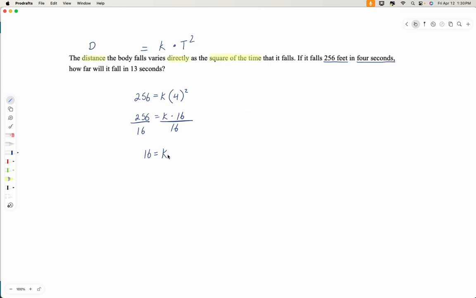Now I know what to drop in for k. I'm going to just rewrite this formula, but I'm going to put the new information in. How far? So it's asking me for the distance. We don't know what the distance is. How far in 13 seconds? So distance is the thing we don't know. We know that k is 16, and 13 seconds is the new time. So I'm going to do this calculation to give me the distance. So the distance is equal to 16 times 13 squared.